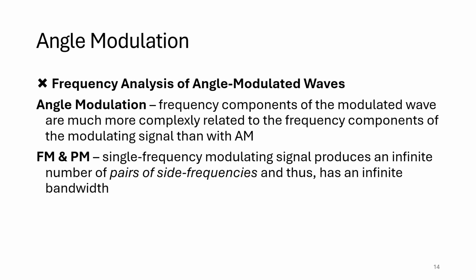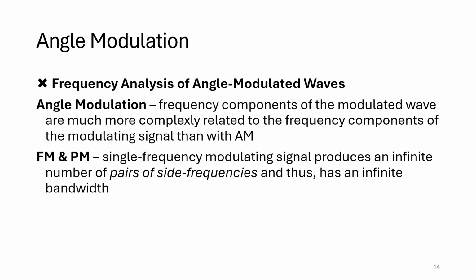So we have here the frequency analysis of angle modulated waves. In angle modulation, frequency components of the modulated wave are much more complexly related to the frequency components of a modulating signal than with AM. The frequency spectrum of angle modulation is much more complicated than the frequency spectrum of an AM signal. Both FM and PM, which use a single frequency modulating signal, produce an infinite number of pairs of side frequencies and thus have an infinite bandwidth.